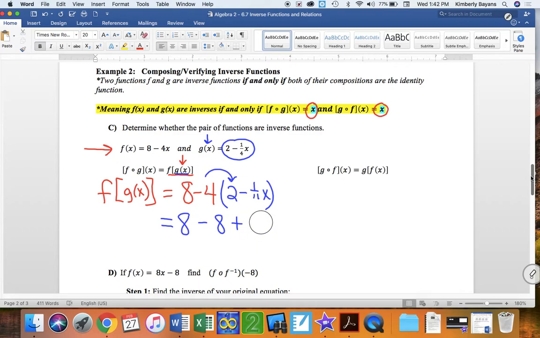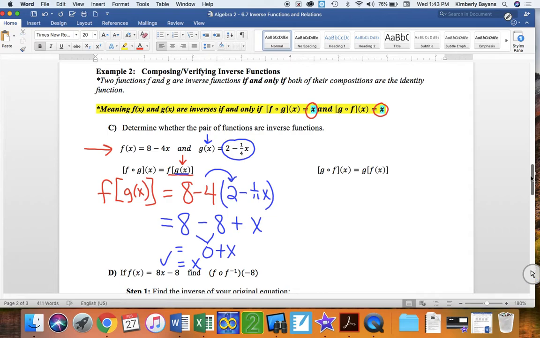We really don't need the 1. I'm just showing you, sometimes you guys still write the 1. Okay, 8 minus 8 is 0, and 0 plus x equals x. So this one came out. The composite of f of g of x does equal x.